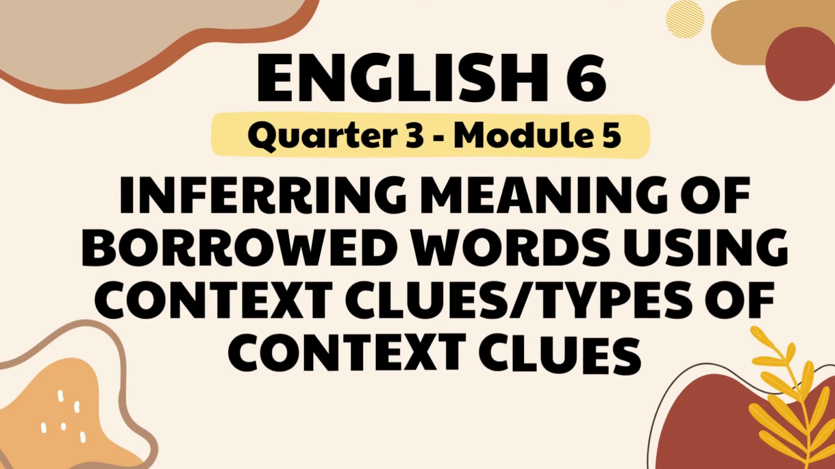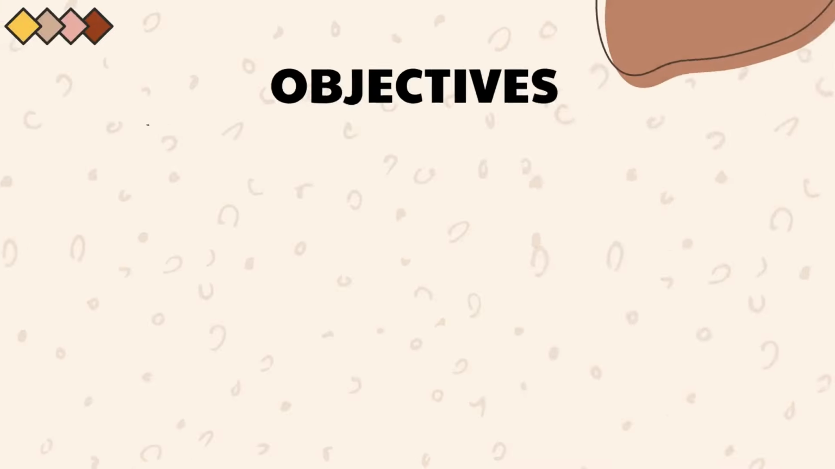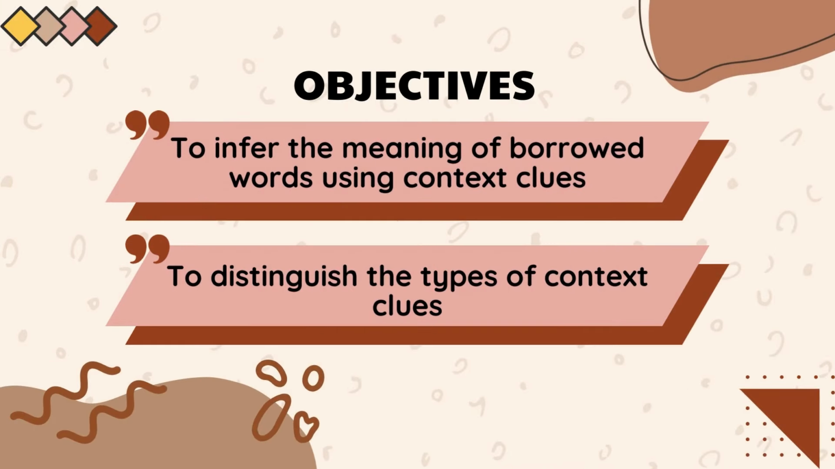English class. Today's lesson is English 6, Quarter 3, Module 5. Inferring meaning of borrowed words using context clues and types of context clues. Our objectives are to infer the meaning of borrowed words using context clues, and to distinguish the types of context clues.